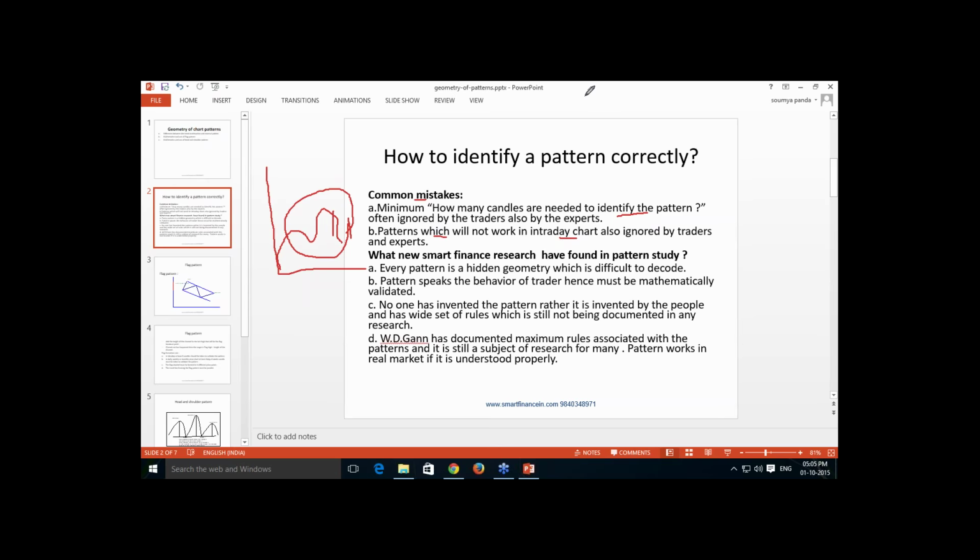Like if I say the symmetric triangle pattern or any of the triangle patterns, it will not work in the intraday. In the same way, your flag will not work in the intraday. Your cup and handle pattern will not work in the positional trade. Sorry, flag will not work in the positional trade. So these are things very important for a trader. As a trader, you need to understand which pattern will work for intraday trade, which pattern will never work for the intraday.